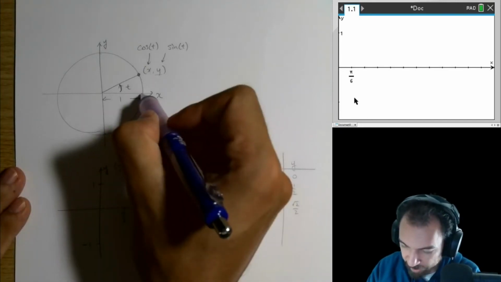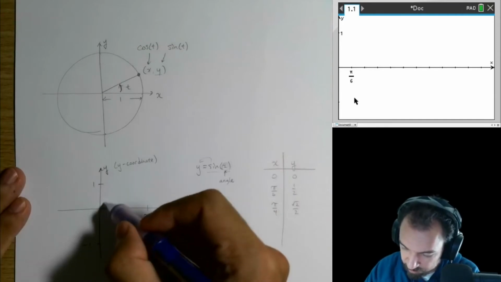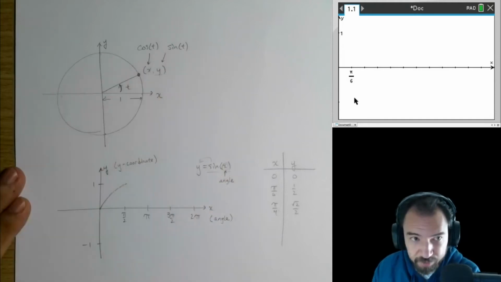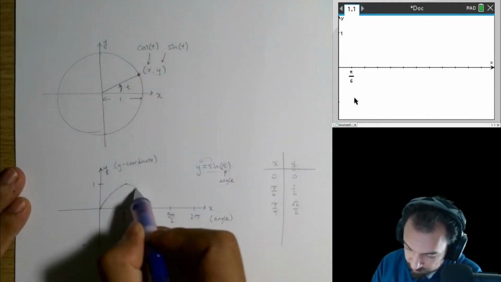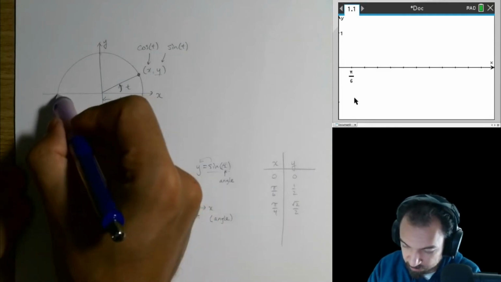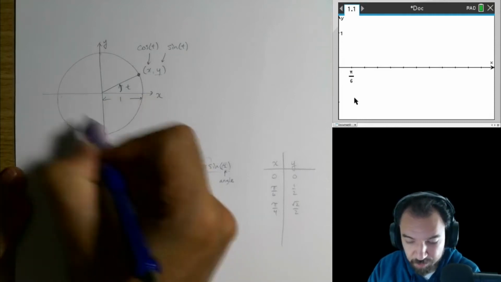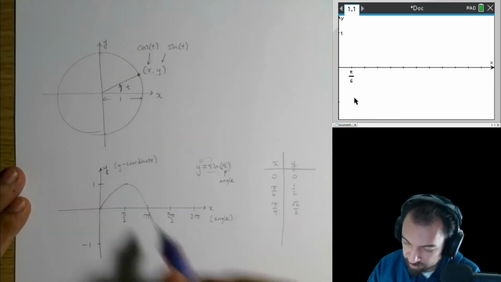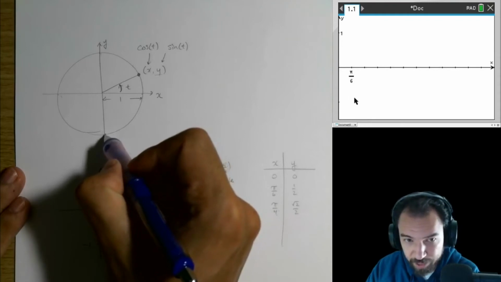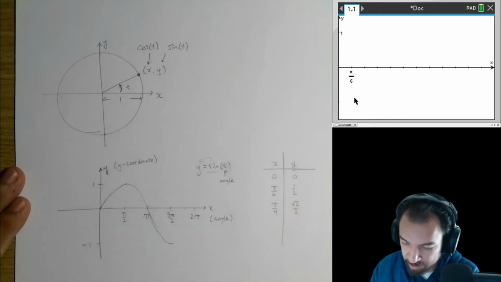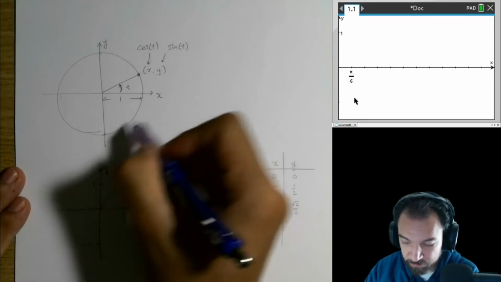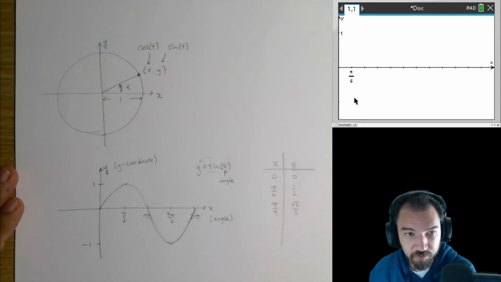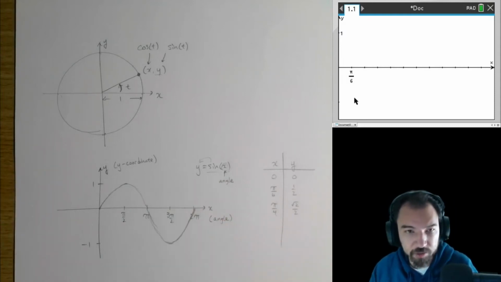And as I go from angle 0 to pi over 2, I'm going to increase my y value. And then as I go from pi over 2 to pi for the angle, my y value is going to decrease down to 0. And then as I go from pi to 3 pi over 2 for the angle, my y value decreases from 0 to -1. And then finally, as I increase my angle from 3 pi over 2 all the way to 2 pi, my y coordinate increases from -1 to 0. So this is my crude sketch of the graph of the relationship y equals sine of x.